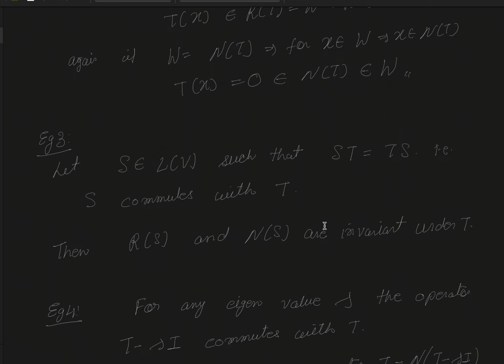Example 3 is again a very trivial example which can be seen quite easily. Suppose we have two linear operators S and T, such that ST equals TS. Now note that not every pair of transformations is commutative. If you take any two arbitrary transformations, they need not commute.